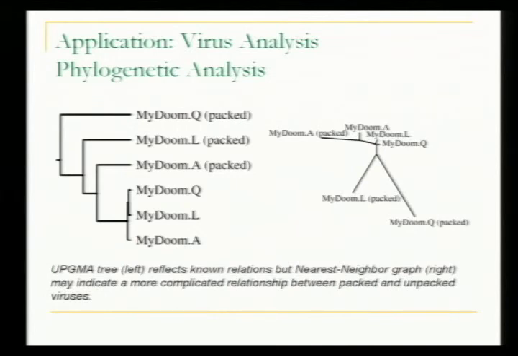So this is pretty much, all right, well, we know that MyDoom A, L, and Q are very closely related. And indeed, you run it through this particular technique, it comes out with the same answer. What's kind of interesting on the nearest neighbor graph on the right is that MyDoom A and the packed version of MyDoom A are very close to each other. I still have yet to actually sit down and look at exactly why that is. It's a bit of an enigma.